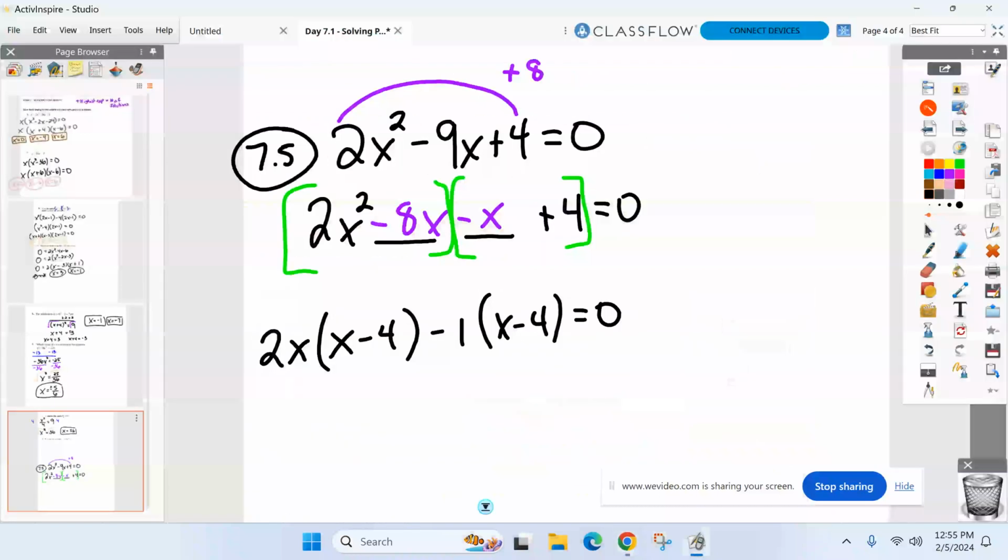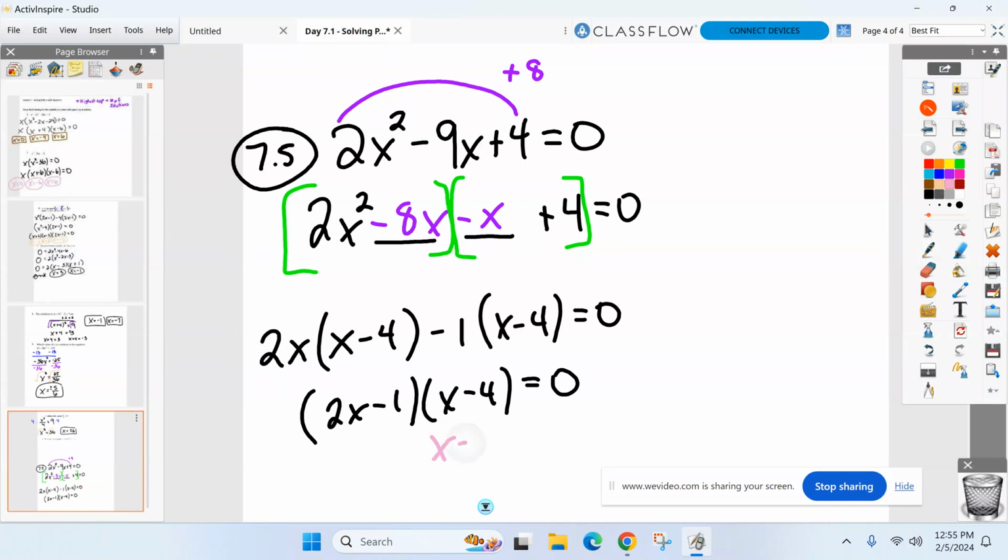Marty, finish this grouping for me. 2x minus 1, x minus 4. Good. And now we get 2 answers. All right, now we'll get 2 answers. 4 and negative 1/2? Or positive. You sure?